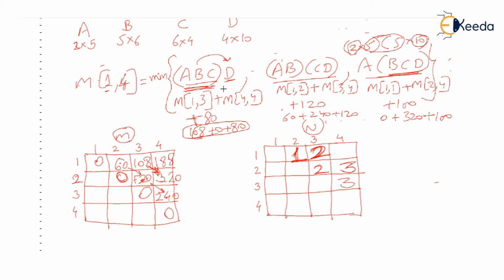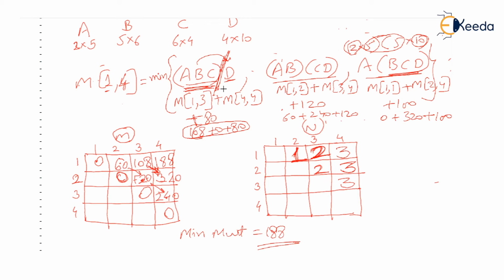And where did you get the cut here? Check, the cut was at third matrix. So I am filling N14 as 3. So how many minimum multiplications will be needed to multiply these 4 matrices is 188. Minimum multiplications needed will be 188. Our cornermost entry has given this result. And now let's see the ordering. How will you get the ordering?